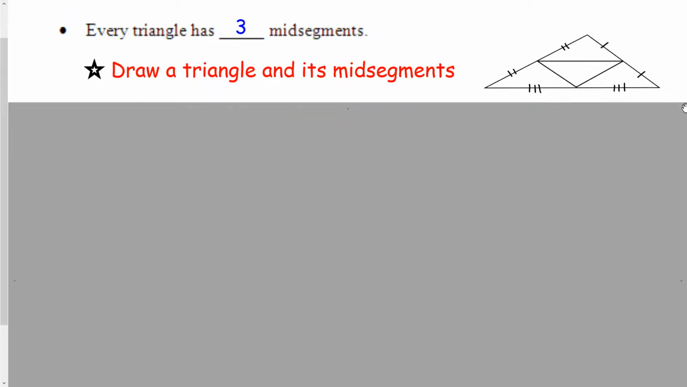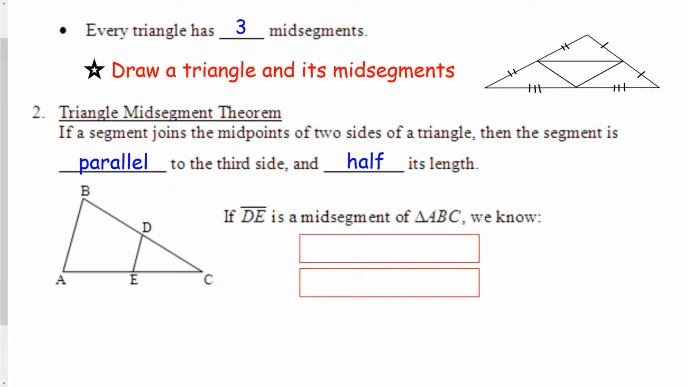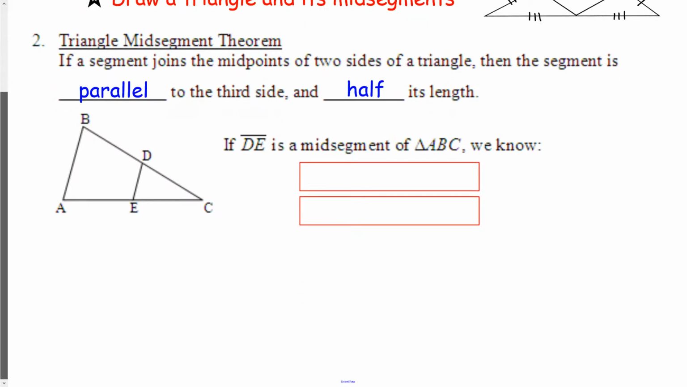So now, specific to triangles, we have the triangle midsegment theorem. And this tells us that if a segment joins the midpoints of 2 sides of a triangle, so basically if you have a midsegment in a triangle, that midsegment is parallel to the third side, and it is half the length of that third side.